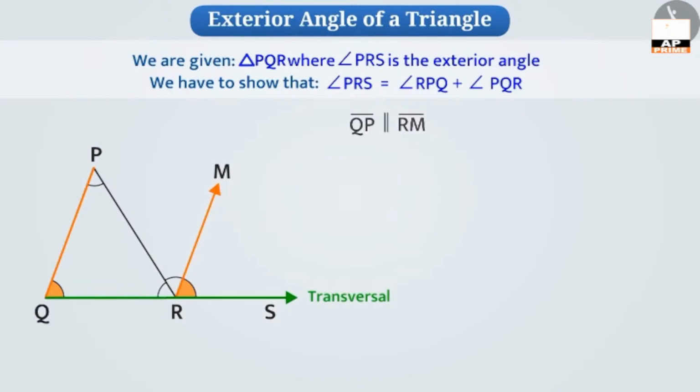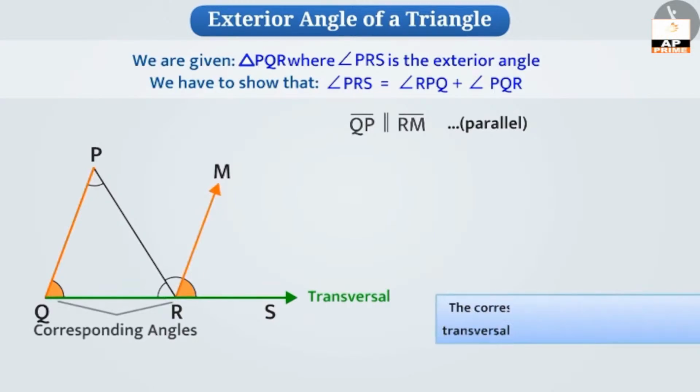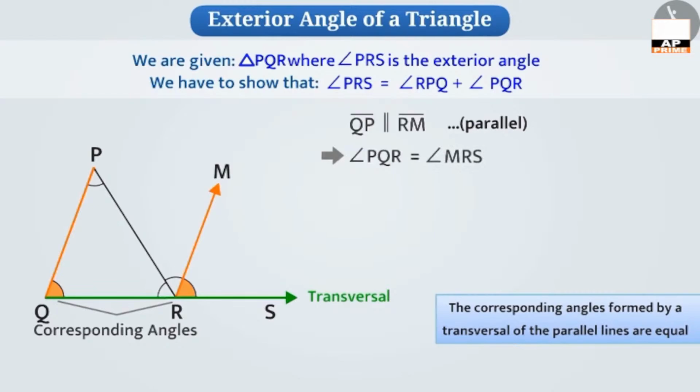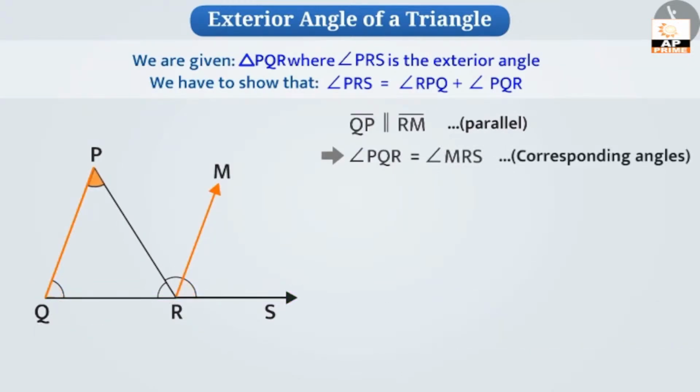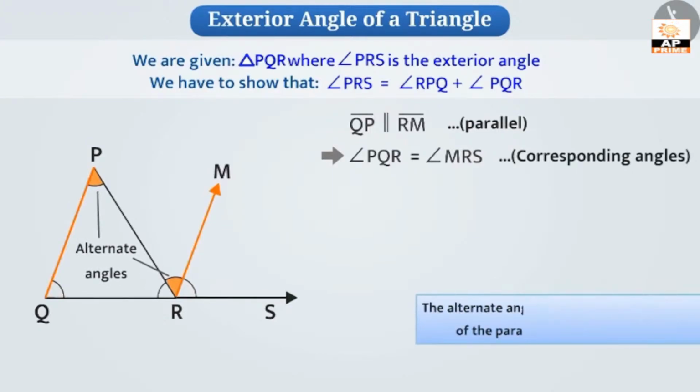Let me tell you, here QP and RM are parallel and angle PQR and angle MRS are corresponding angles formed by a transversal QS of side QP and line RM. Since the corresponding angles formed by a transversal of the parallel lines are equal, therefore we can say that angle PQR is equal to angle MRS. Similarly, here angle RPQ and angle PRM are alternate angles, and the alternate angles formed by a transversal of the parallel lines are also equal. So, angle RPQ is equal to angle PRM.